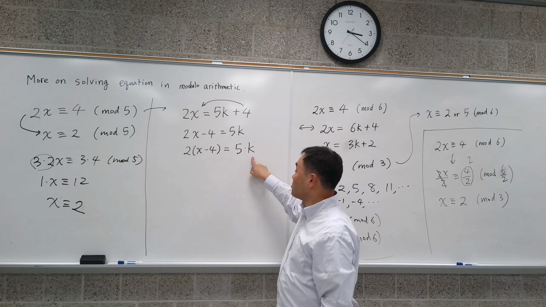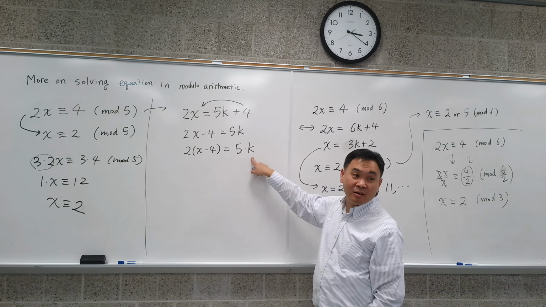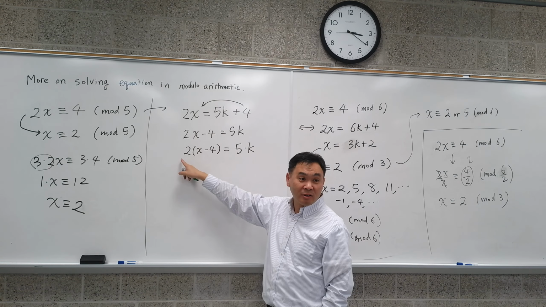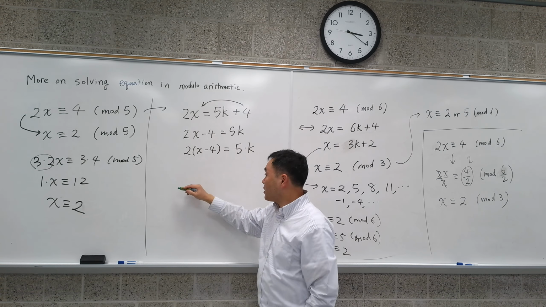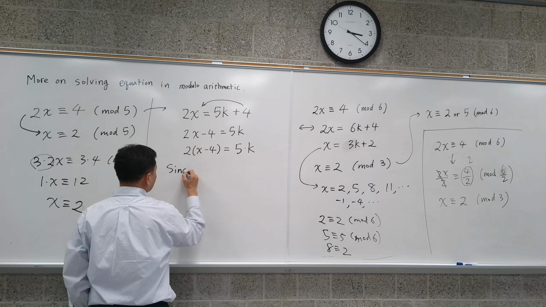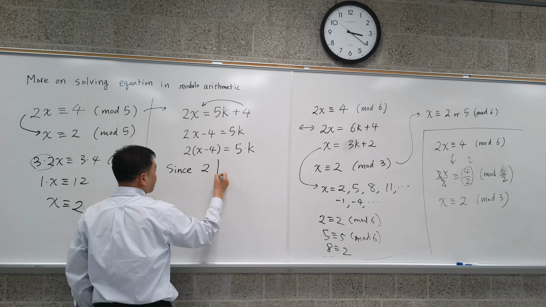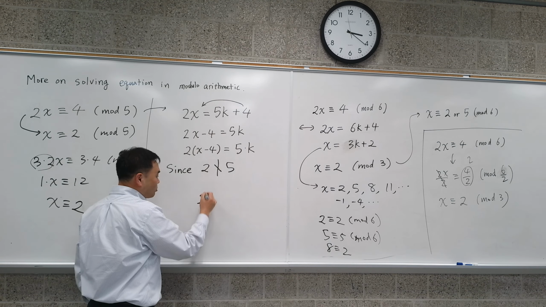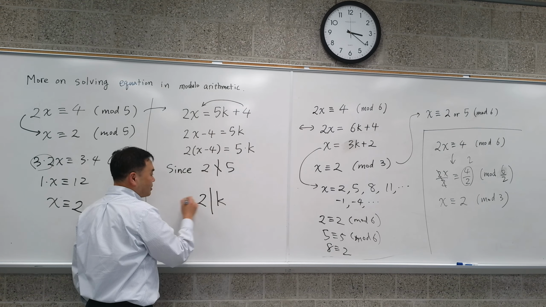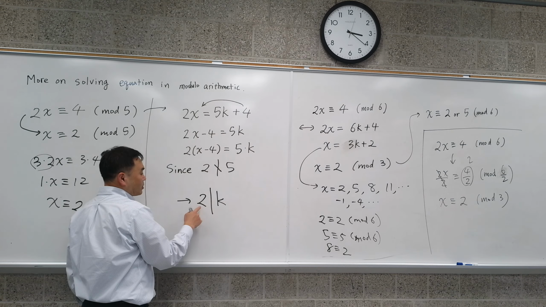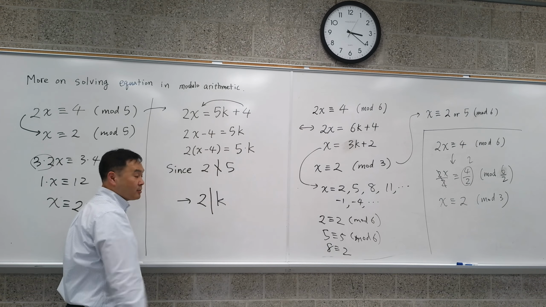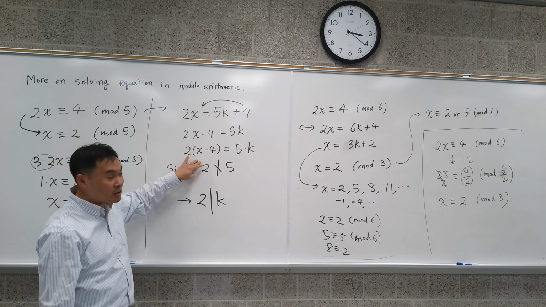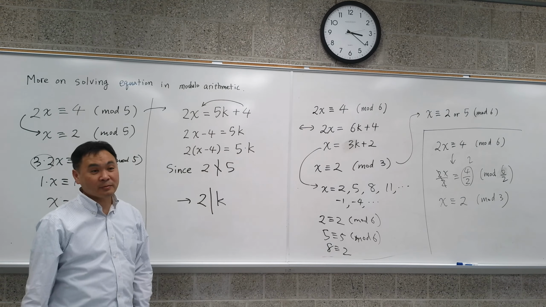That forces k to be what? K to be divisible by 2. K should have a factor of 2. Okay? So you can say, since 2 does not divide 5, okay? So when you say 2 divides k, this symbol means divides, okay? Since 2 does not divide 5, and it's a factor on the left side, right? 2 must be dividing k.